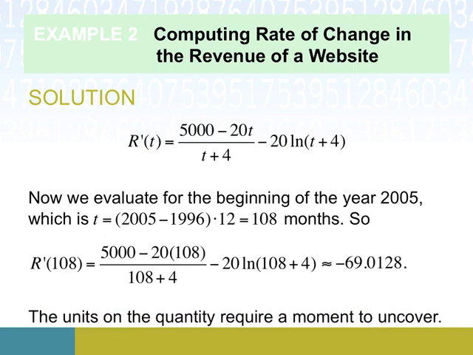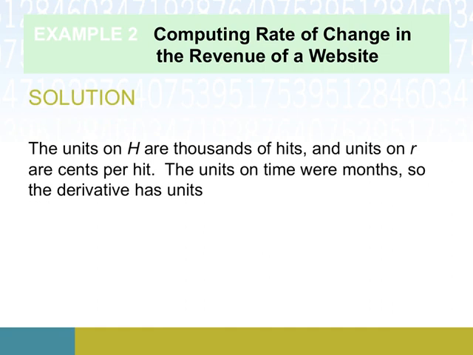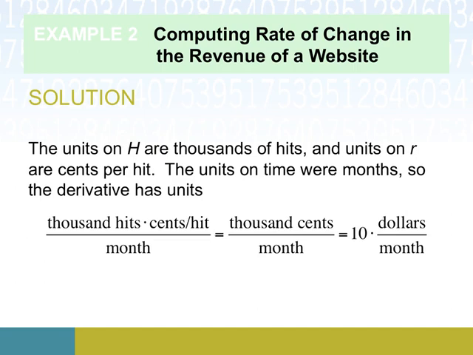And as I mentioned, the units need a second to crank through, but we can do this. So the units on h are in thousands of hits. Units on r are cents per hit, so it's not actually in dollars. And then the unit on time is going to help us out with the denominator. So basically what we should sit with is, we know that it's going to be months on the bottom, so let's just leave that alone. The only piece that requires some work is thousands of hits times cents per hit.